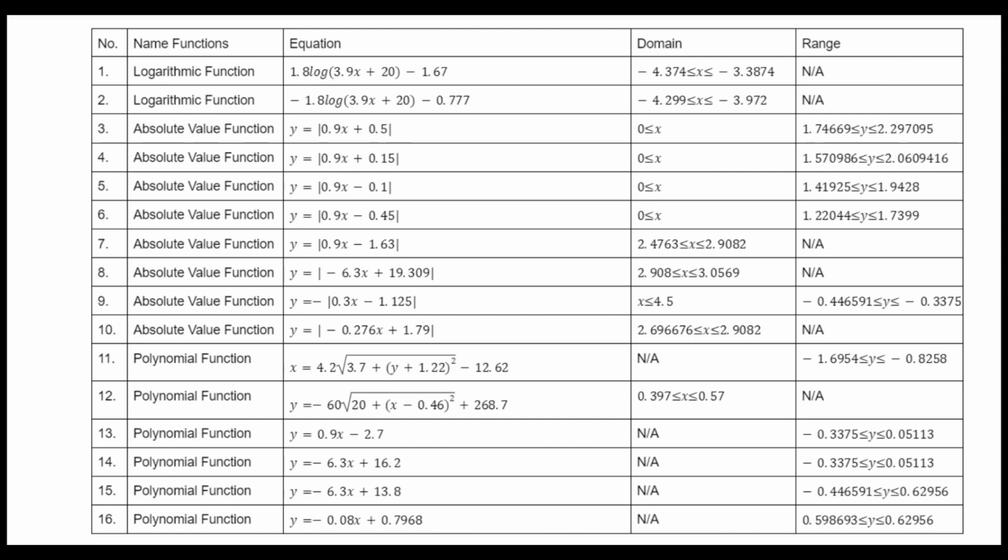Functions 11 and 12 look quite different from normal polynomial graphs, but the reason for that is so that we can more easily manipulate the shape of the graph using this form, compared to using the normal expression for quadratic functions, which is ax squared plus bx plus c, because it is quite hard to manipulate the position on the x and y axis of that graph.